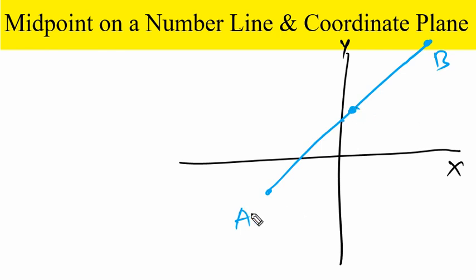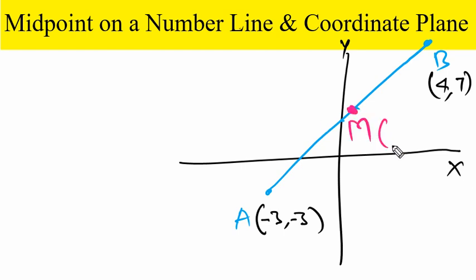It's a rough graph. So this coordinate will be, x will be negative. Let's take -3, and this is also negative. Here the x coordinate, let's say 4, and y coordinate is, let's say, somewhere 7, okay? Now if you have to find the midpoint M, you need to find the x coordinate of point M and the y coordinate of point M, right?